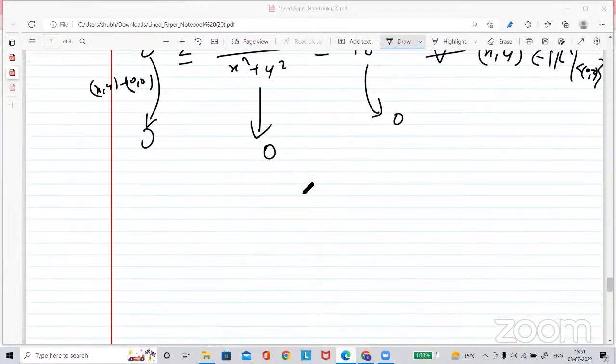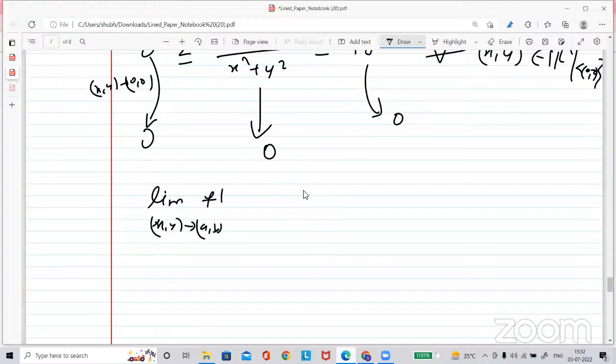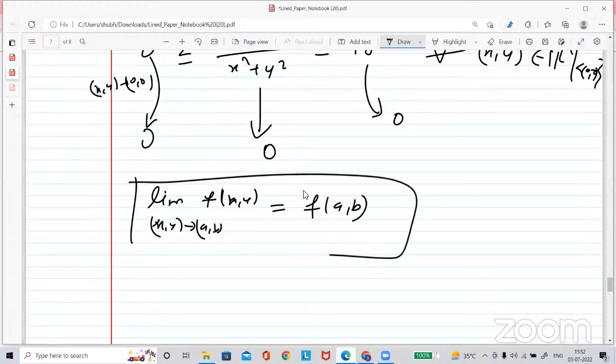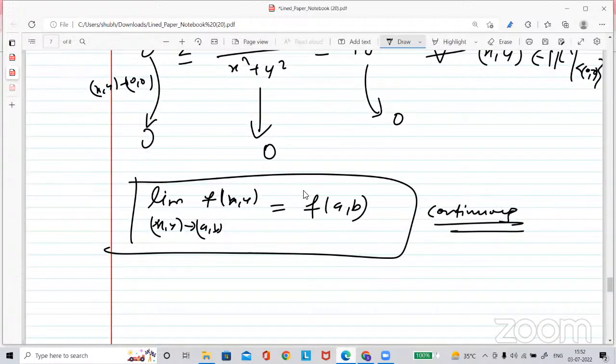So continuity is the same: if the limit of the function as (x, y) goes to some (a, b) is exactly the value f(a, b) at that point, then we will say this function is continuous. That's the definition. If the function value is exactly the limit value. So what is the difficulty in continuity? Only the limit. If you are able to evaluate the limit and check that the function value is the same as the limit value, then you will say the function is continuous.